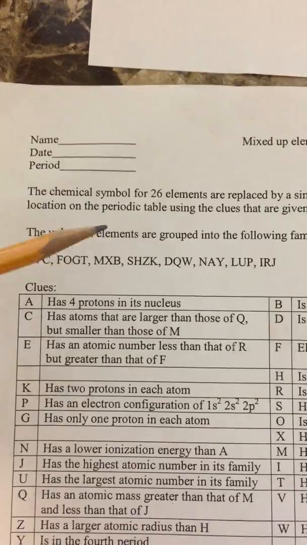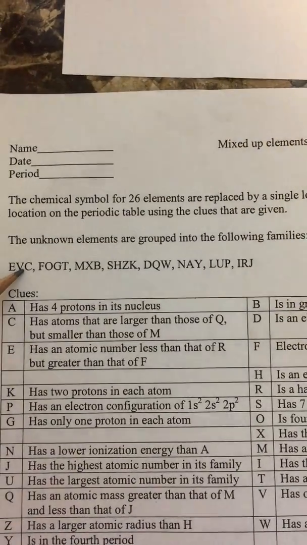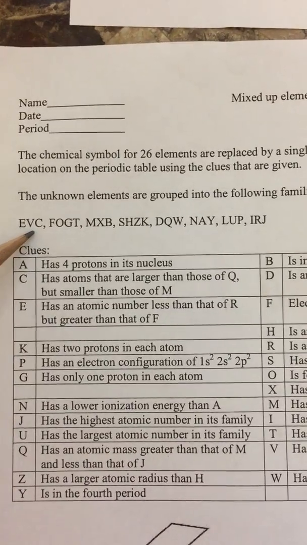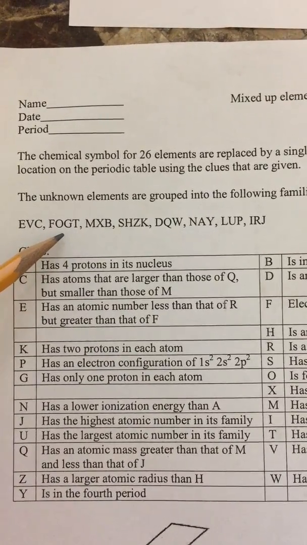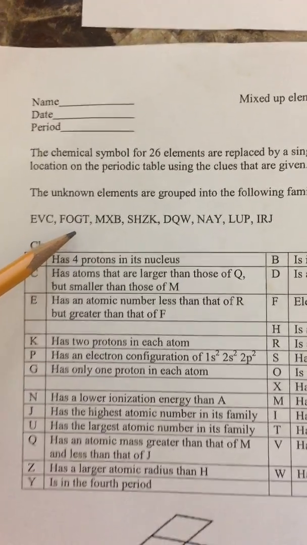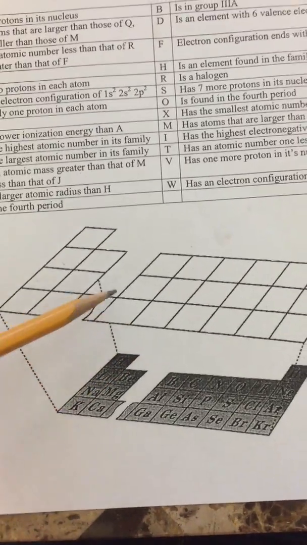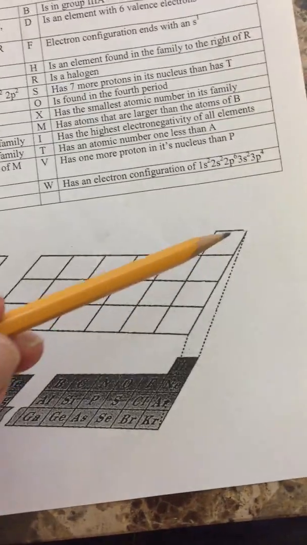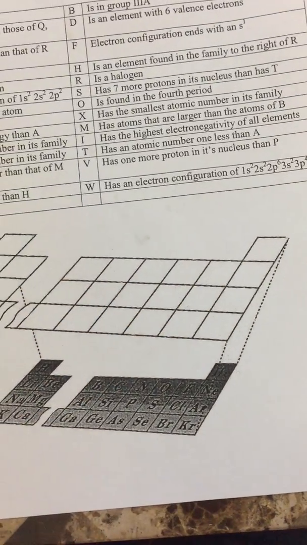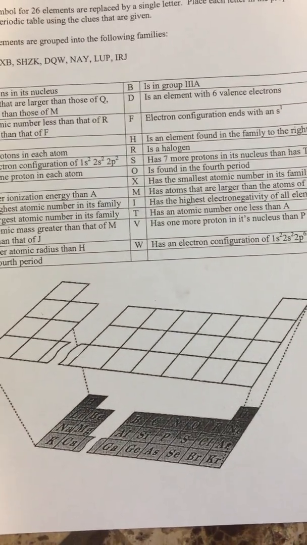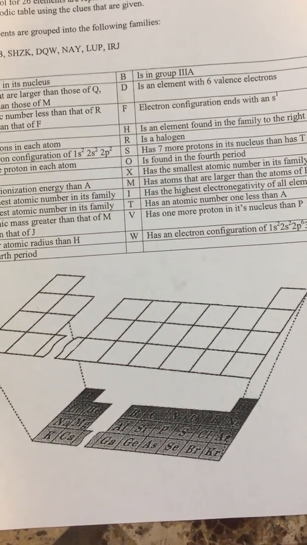Letters are grouped into families of 3 and 4. So you can see that here. So EVC is a family, and FOGT is a family. And so what that means is that down here in the periodic table, there will be families of 3 and sometimes 4 elements. Some clues are helpful on their own, while others will require more information before they will be useful.